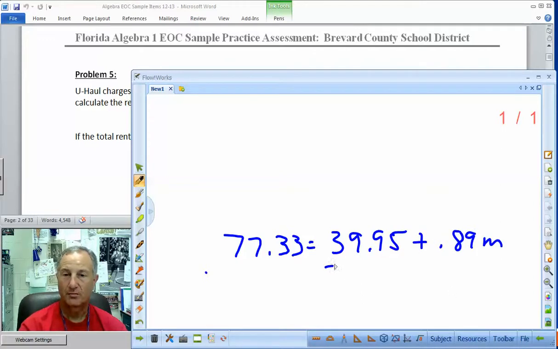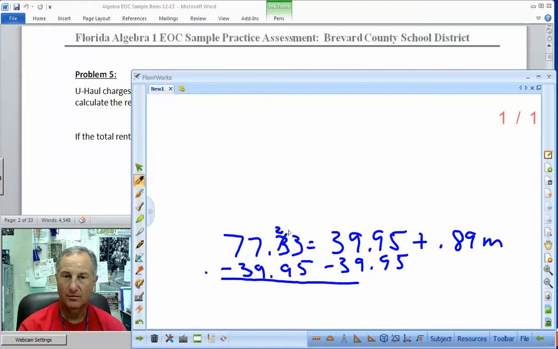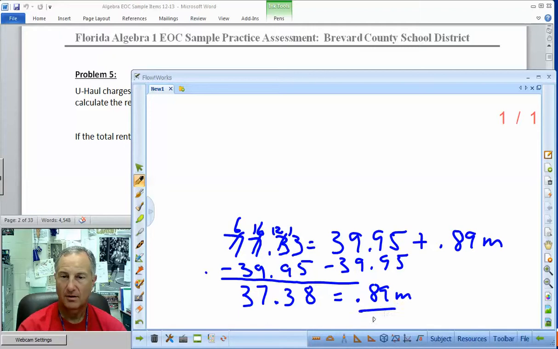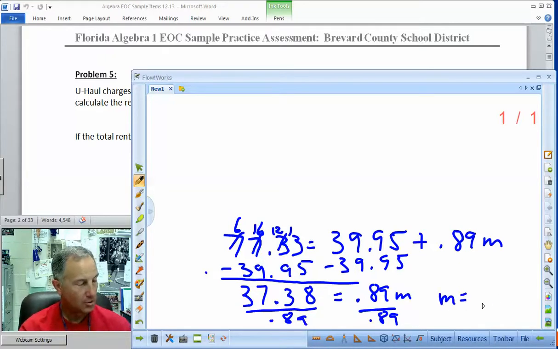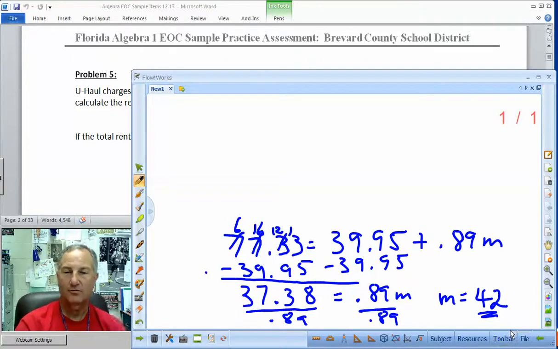Solve for M. Subtract over your $39.95. We're subtracting here, so we're going to borrow 1 here. That becomes 13, minus 5 is 8. Got to borrow again from here, make that 12, that's 3. Going to borrow again from here, makes that 16 minus 9 is 7. And we get 37.38, and that equals 0.89M. Divide out your 0.89 because that's multiplication right there, so we do the opposite operation, which is division. And when you divide that out, you get M to equal, on number 5, 42 miles. So that's how far they traveled with the U-Haul.